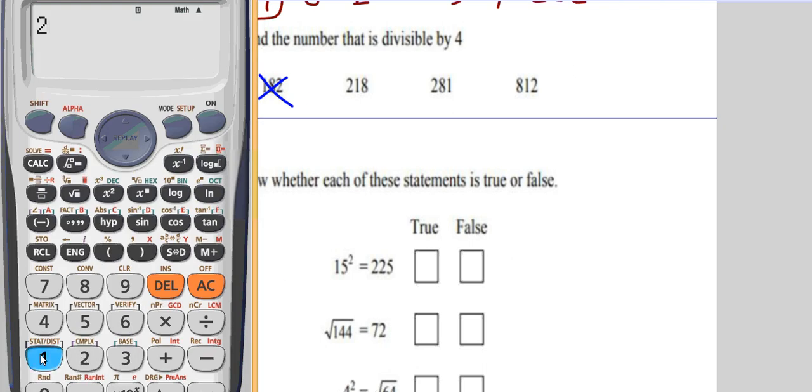Try 218 divided by 4. Nope. See? Another one is 281. 281 divided by 4. What do you see? Okay, getting a decimal. How about 812 divided by 4? See that? You're getting 203.